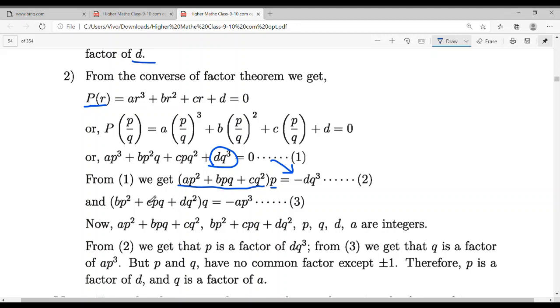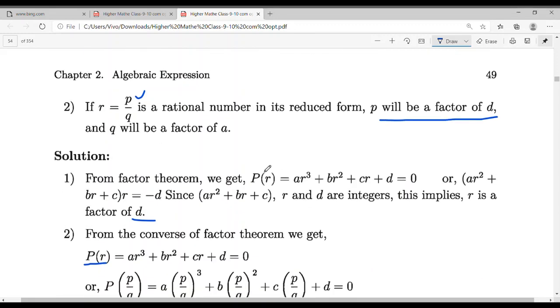Now, secondly, from this you can also write: if we change the side of AP cube, then you get this equal to this, and taking Q as a common factor, you get this. These two are factors of AP cube, and Q does not divide P, so Q divides A. So Q is a factor of A. So our proof is complete now. Q will be a factor of A.